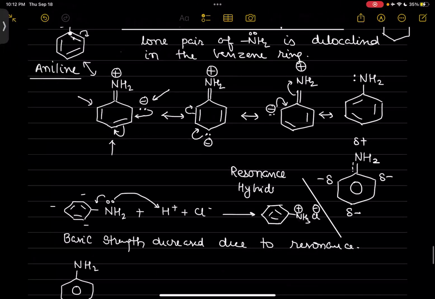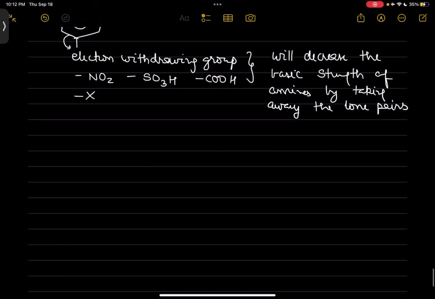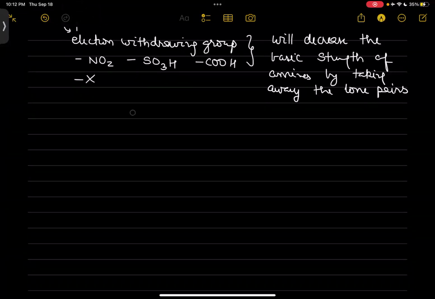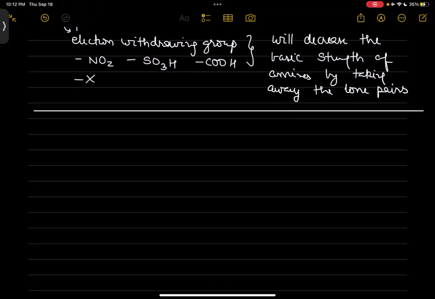Is it clear? So let's move on to the other reaction. What is the other reaction of amines? The other reaction is very, very important, and its name is acetylation.